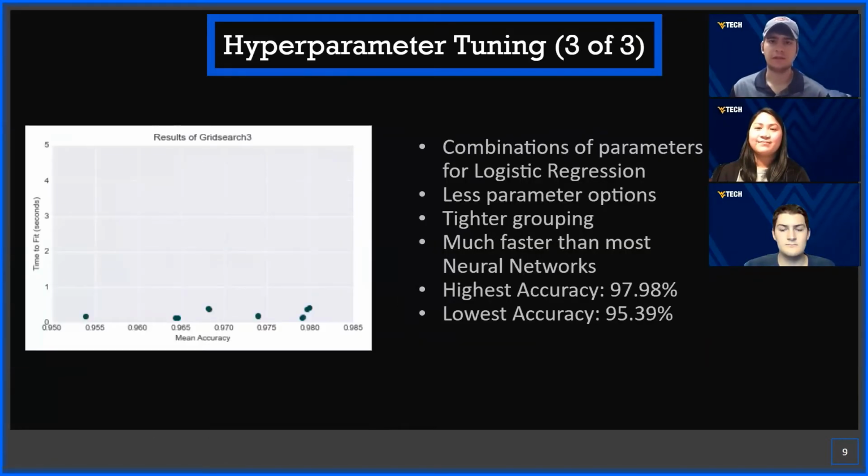Our last grid search had to do with logistic regression. There are fewer parameters, so there are fewer points to look at, and they're also more tightly grouped. You also notice that they took way less time to run. This is because logistic regression is a graphing method, whereas the neural network is actually building a large neural network. But here you can see that the highest accuracy was slightly lower than the highest accuracy of the neural network. This means that we'll be choosing the neural network for our final model.